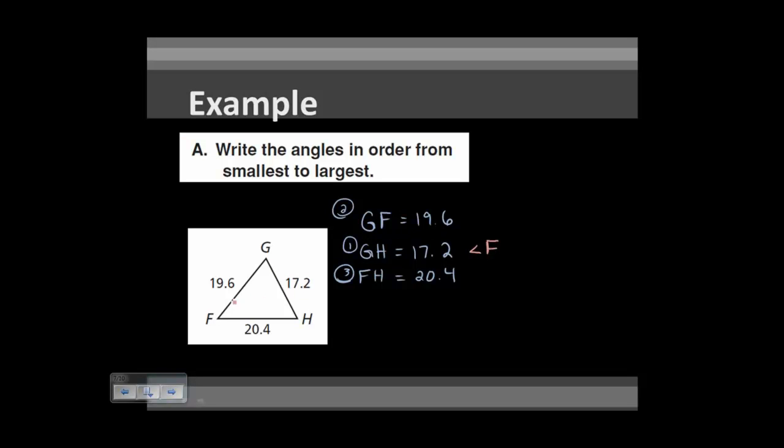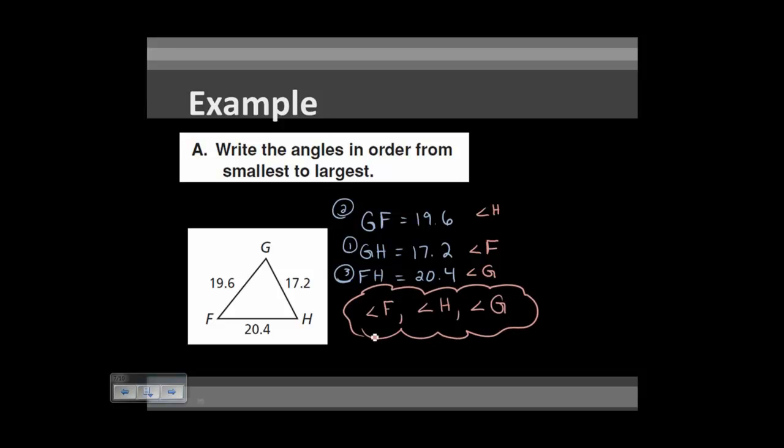Across from GF, GF is right here, so across from that would be angle H. And then across from FH, FH is the longest, so angle G has to be the biggest. So if we were to write those in order, the smallest is angle F across from the shortest side, angle H is across from the middle side, and angle G is across from the longest side. So we just ordered those angles in order from smallest to greatest. So that would be your final.